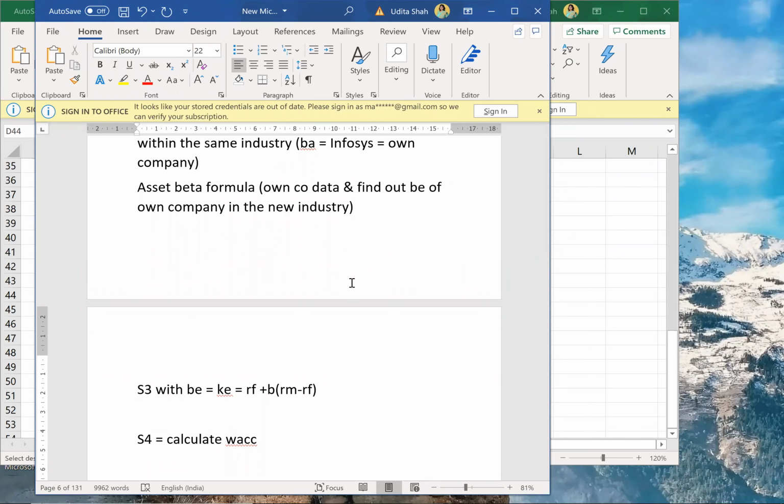Are you guys not able to see the Word file? I think there is a time lag.